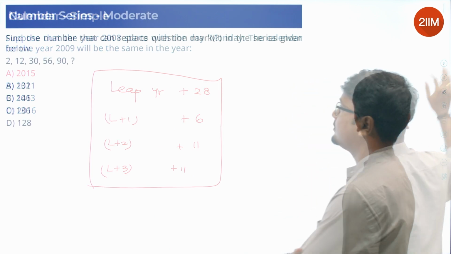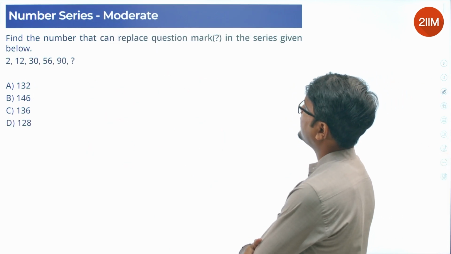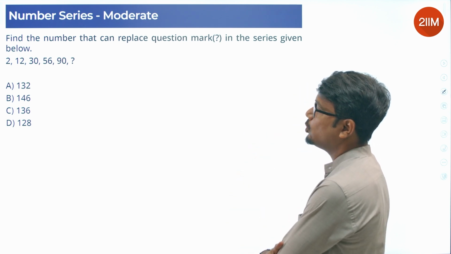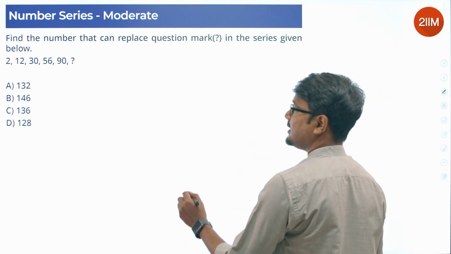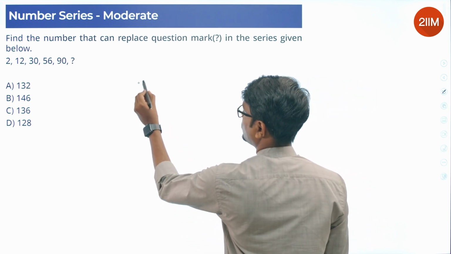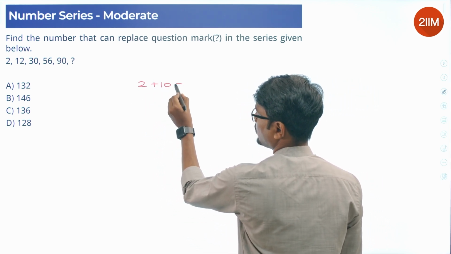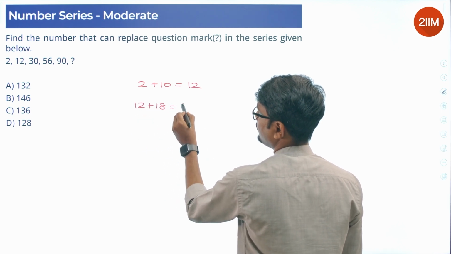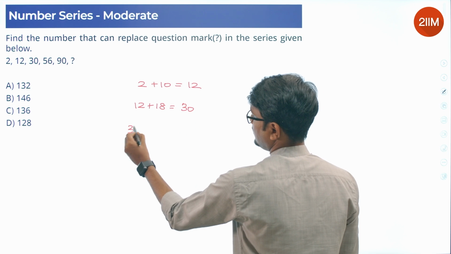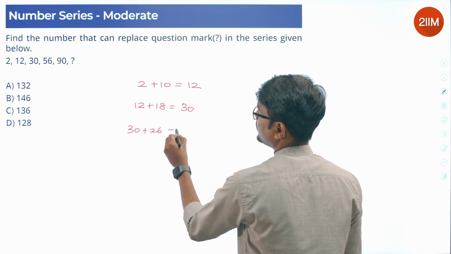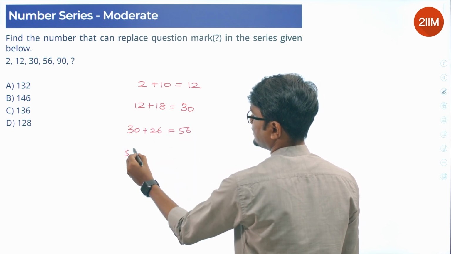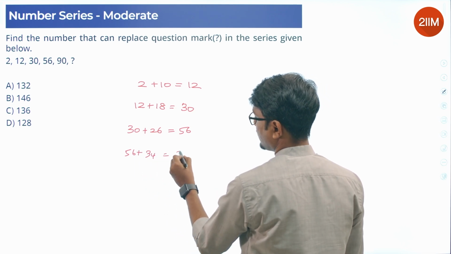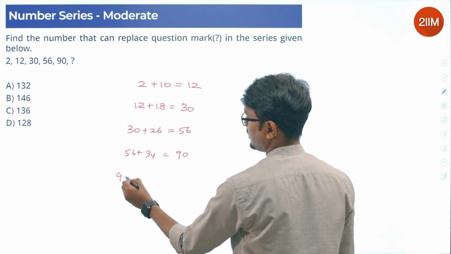Number series. Find the number that can replace the question mark in the series given below: 2, 12, 30, 56, 90. Alright. So 2 plus 10 will give you 12. 12 plus 18 will give you 30. 30 plus 26 is giving you 56. 56 plus 34 is going to give you 90. Okay, 90 plus something should give you a number.